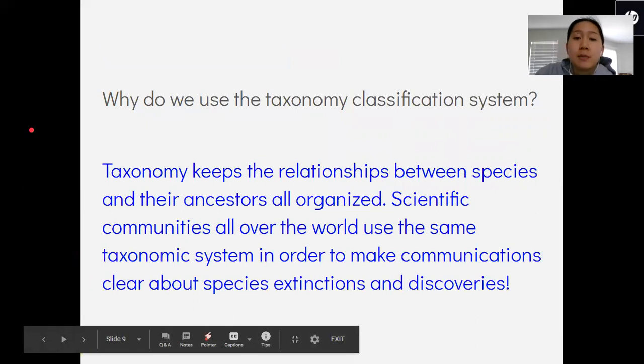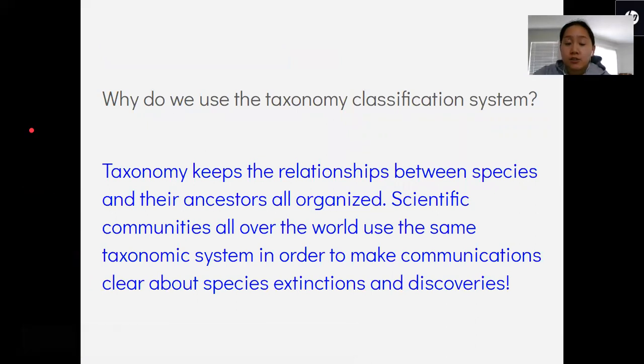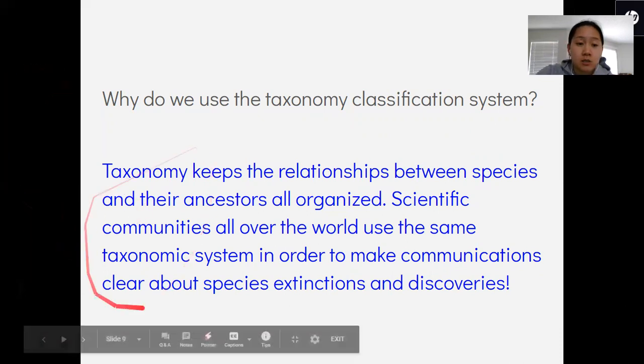Taxonomy helps keep relationships between species and their ancestors all organized. Scientific communities all over the world use the same taxonomic system in order to make communications clear about species extinctions and discoveries. You don't have to write all of these in specifics, but I would like your answer to be something along these lines, either about organizing species or about clear communication about species, because that's the main reason why we have an organization system in the first place.